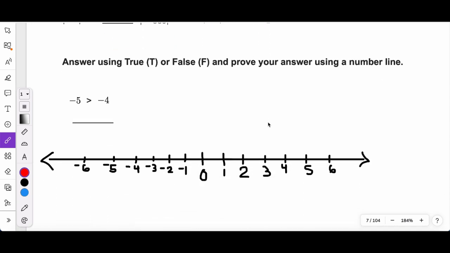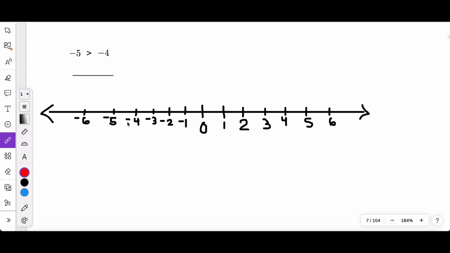Okay, so now the next question. Answer using true or false and prove your answer using a number line. So the number line is already made for us, which is a lot of help. The inequality they gave is negative 5 is greater than negative 4. So I'm going to solve it on the number line so it makes more sense. Looking at the number line, I have negative 5 and negative 4. So I'm going to plot the points right there.